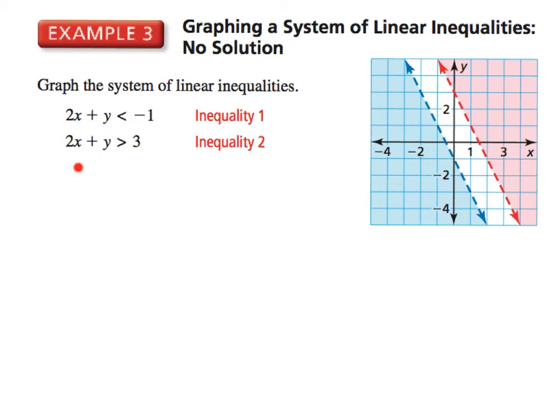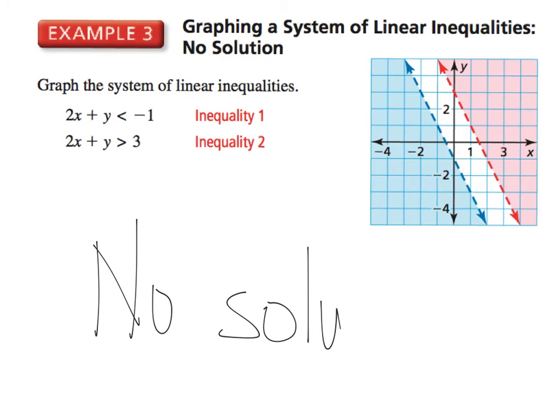Now, the second one is the red dashed line. Notice that their boundary lines are graphed and they're dashed because the points on these lines are not solutions. So, as you can see, they've been graphed. Now, where is the overlapping region? There is none. Therefore, this system of linear inequalities has no solution.